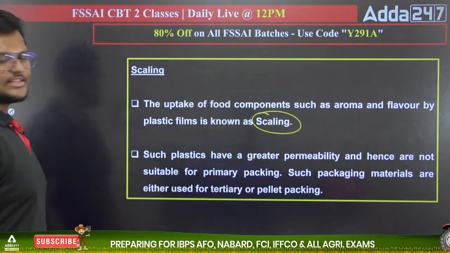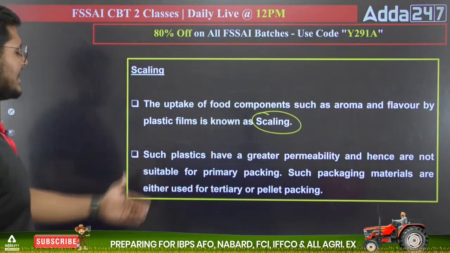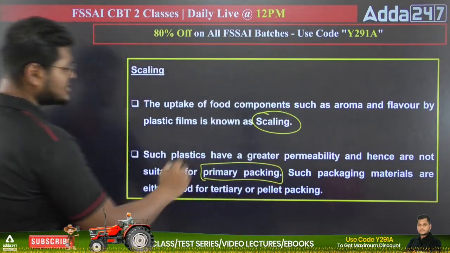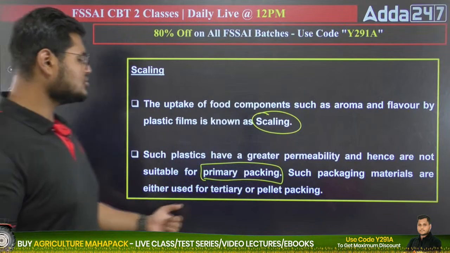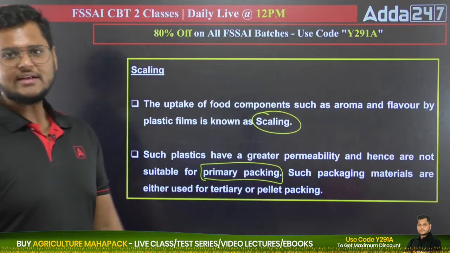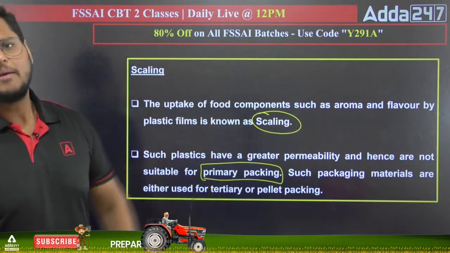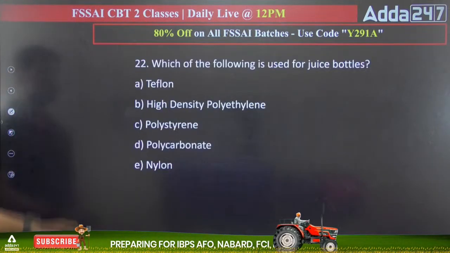Such plastics have a greater permeability and hence are not suitable for primary packaging. Such packaging materials are either used for tertiary or pallet packaging. So these kinds of packaging materials are generally used in higher packaging methods.